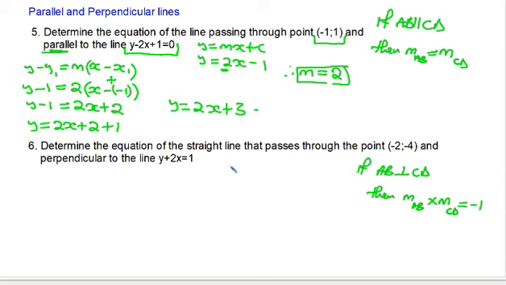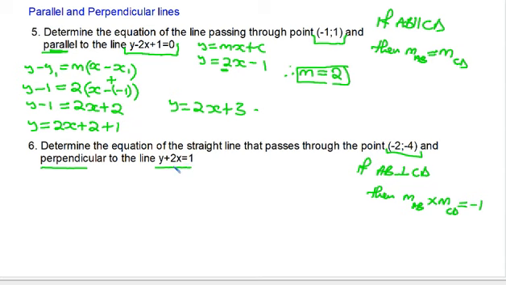And then for the second question, determine the equation of the straight line that passes through the point and is perpendicular to this line. This time we are not given parallel lines, but we are given perpendicular lines. We do not have the gradient for the line that we want to determine here, but we are given the equation of a line perpendicular to that line. And we know that if two lines are perpendicular, the product of their gradients is -1. That is, if we multiply their gradients, we get -1. So we're going to use this to determine the gradient that we want.